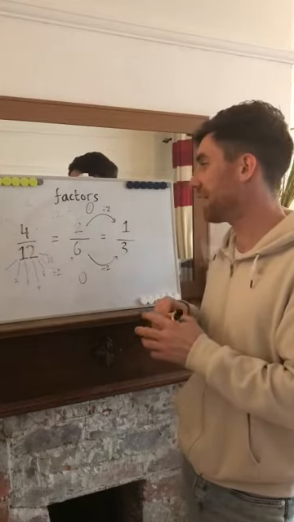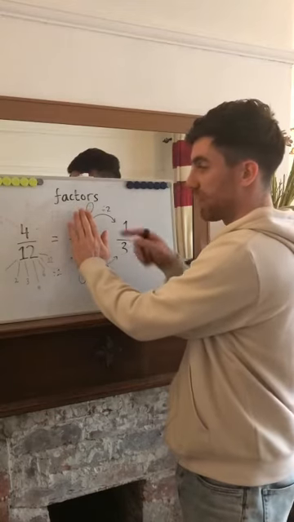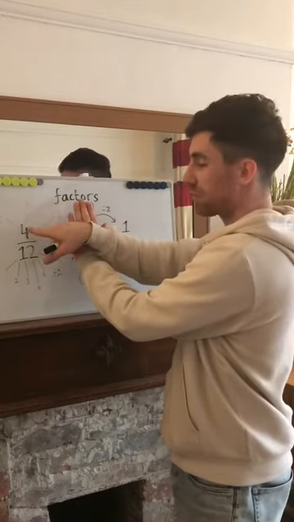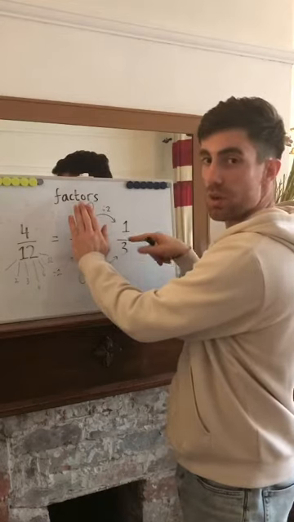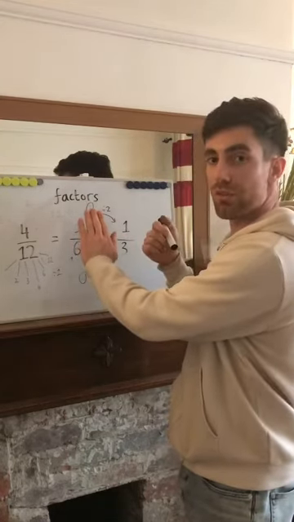Now, if I just forget about this middle one, we can do the same from 4/12 to 1/3. So give me a second, I'll just rub the middle one out and then we'll do factors for that one as well.